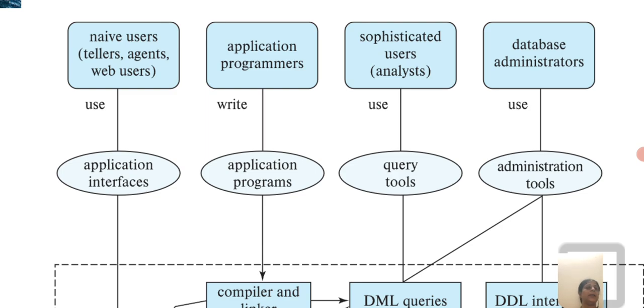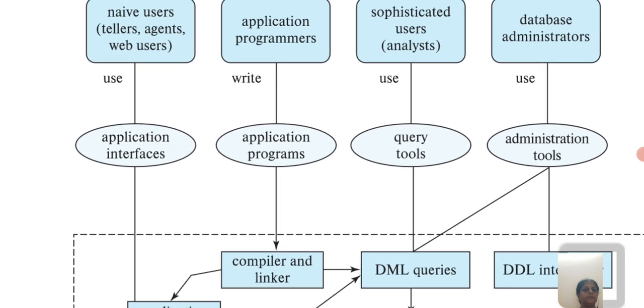And then come your database administrators. They are also going to use the database but for administration work. So they will be taking care of granting privileges, authentication, and integrity. Everything will be taken care of by the database administrators. So these are the four different sets of users who make use of the database.